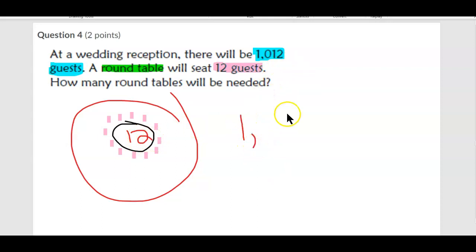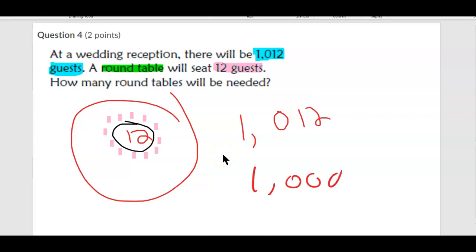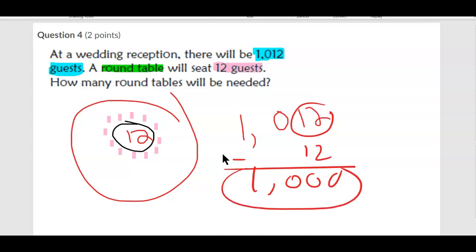So if you have one table, there's 12 people out of 1,012. You just sat 12 people with one table, so you still have 1,000 more people, because we just took 12 away from 1,012. How many more tables will we need?